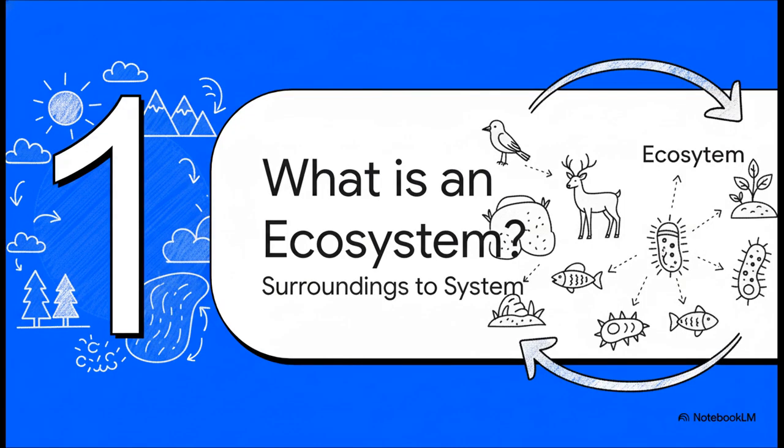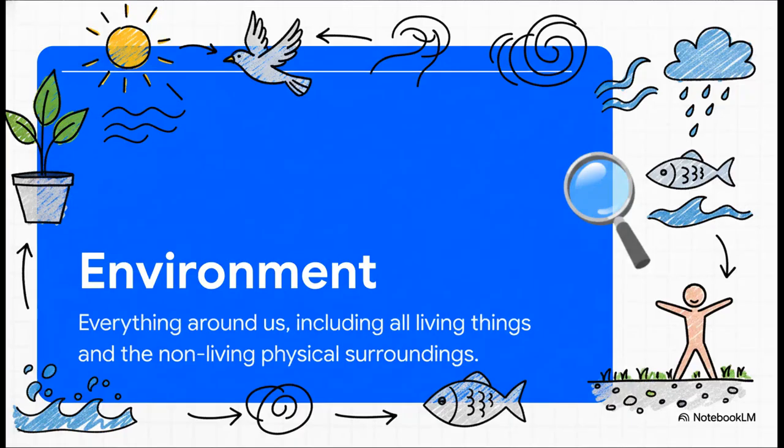So let's begin. Our first topic is, what is an ecosystem? To understand this, we must first talk about the word we use all the time, our environment. So, what is the environment? It's everything that is around us. Just look around you right now. The air that you are breathing, the light from the sun, the soil, the water, and of course, all the living things like plants, animals, and even us humans. All these things, both living and non-living, together make up our environment.